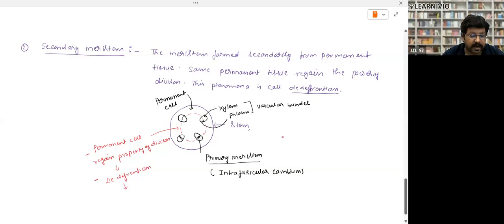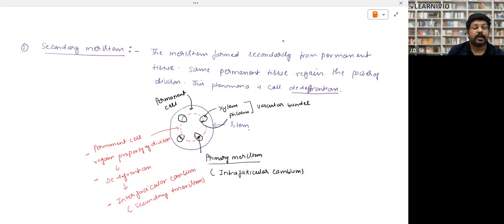What is the name of these tissues? They are called interfascicular cambium. Interfascicular cambium is formed after the de-differentiation process. They are called secondary tissue or secondary meristem. So the meristem forms secondarily from the permanent tissue. Some permanent tissue regains the power of division. This phenomenon is called de-differentiation, and these kinds of tissues are called secondary. Is it clear or not?